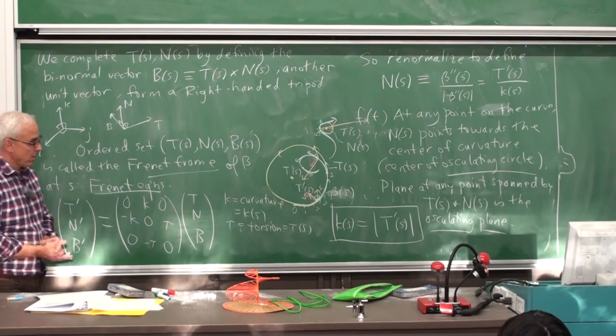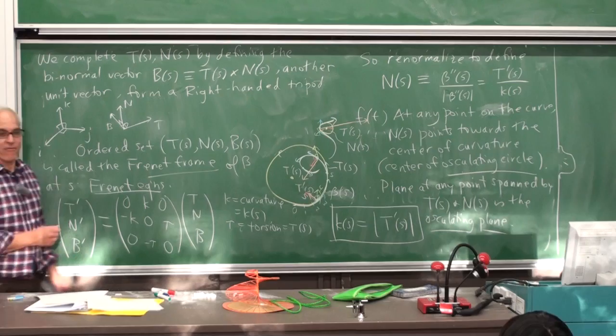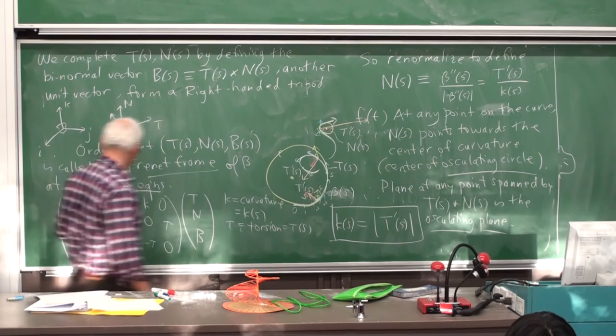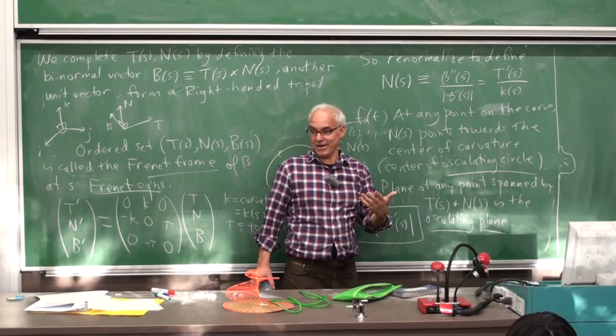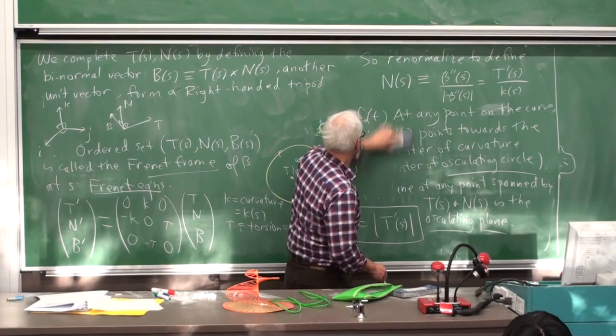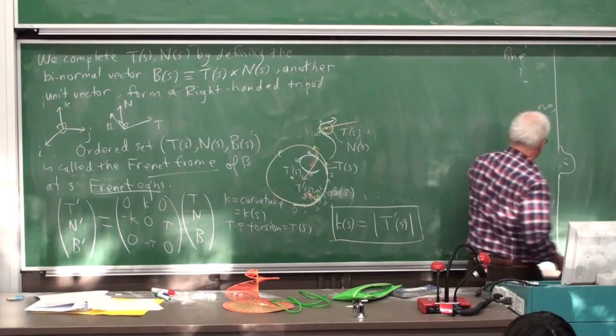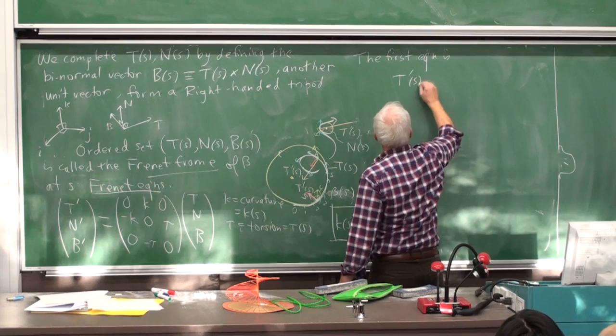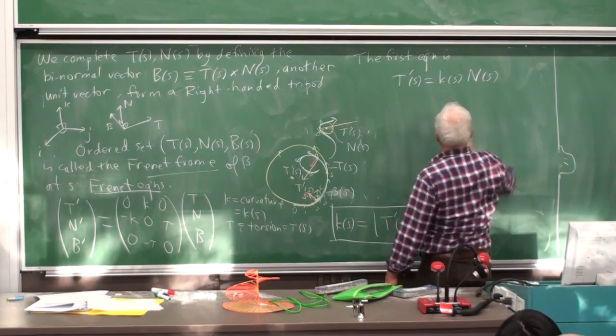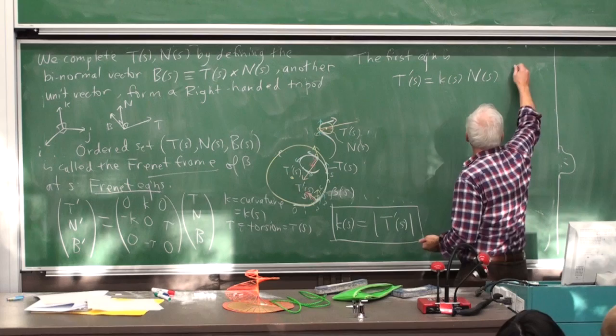Okay, one of these equations we already have. One of these equations is right here, in fact, the first one. The first equation says that T prime equals K times N. T prime equals K times N, that's exactly this equation right here. T prime equals K times N, and basically we defined N so that that was going to be the case. So the first equation is T prime of S equals K of S times N of S. I'll write down the S dependence so we make sure everything is depending on S. And so that's really already known from the definition.